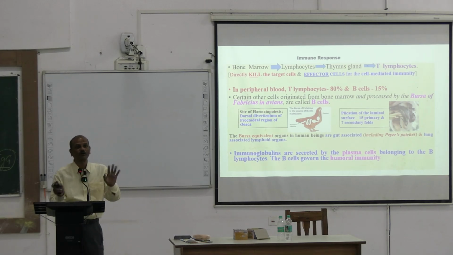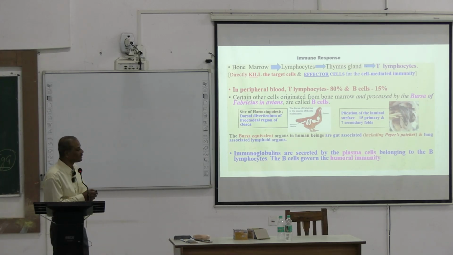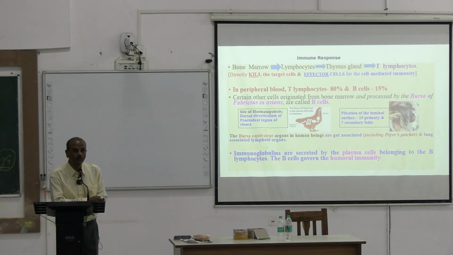Named B cells means they are not exposed to any antigen. Then they are processed, and then they become immunocompetent cells, and then they produce the antibody. So the B cells per se do not produce antibody. B cells get converted into plasma cells, which produce antibody.